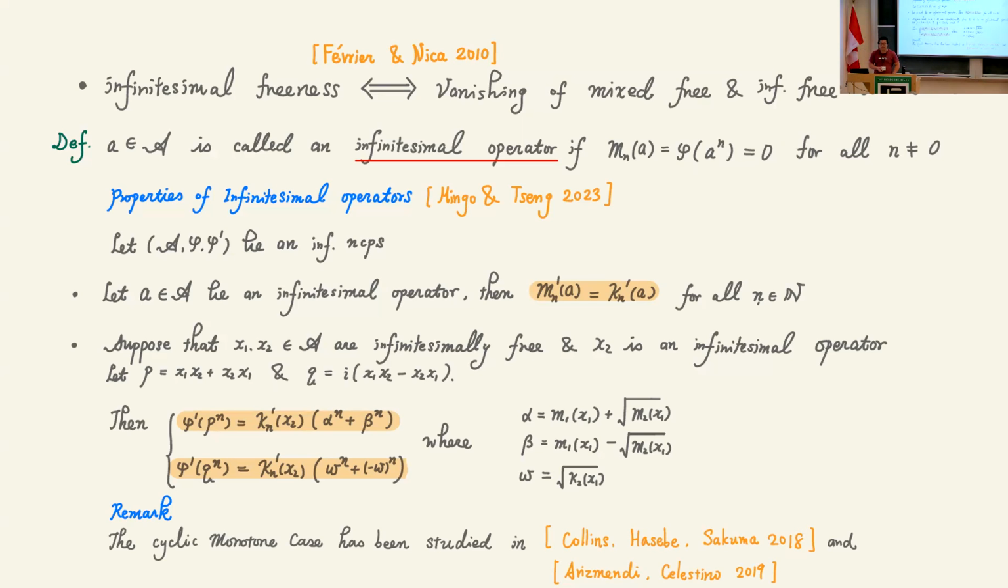Sorry, you say the IID Gaussian? Yeah, not self-adjoint, just IID Gaussian. Right. Then all the moments will manage. Yeah. Thank you. I didn't think about this one.